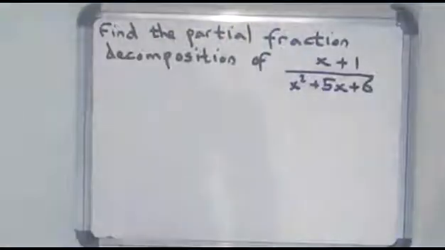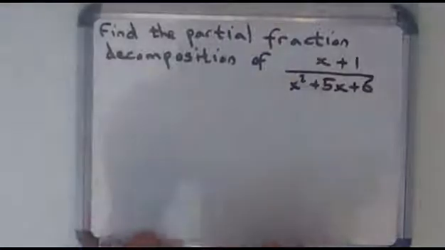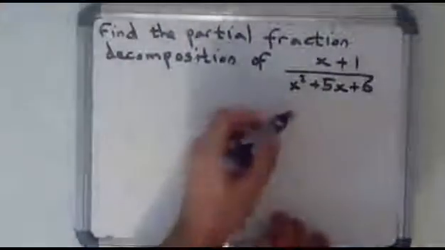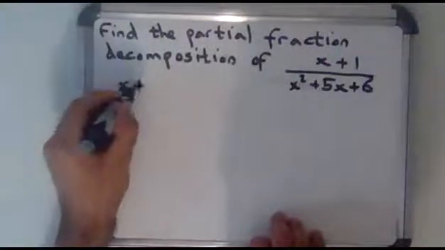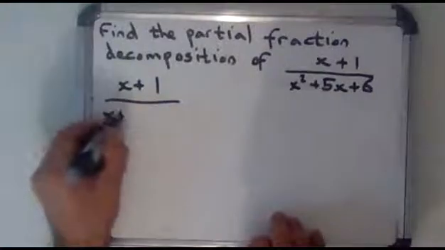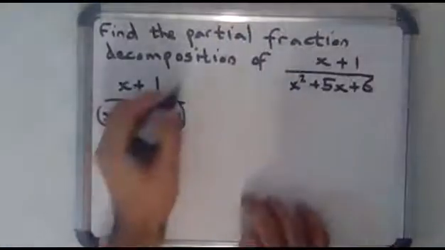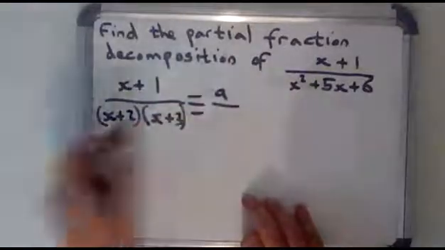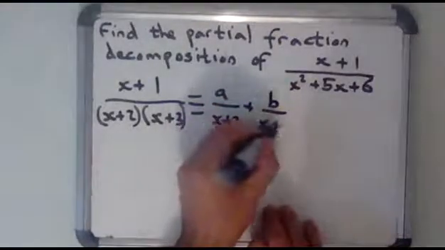To find the partial fraction decomposition of (x + 1)/(x² + 5x + 6). Right, the first thing to zero in on is the fact that this quadratic denominator x² + 5x + 6 will factorise quite nicely into (x + 2)(x + 3). So I'm going to write (x + 1)/((x + 2)(x + 3)), right? So the form of the partial fractions will be of this form. It'll be something over (x + 2) plus something else over (x + 3).